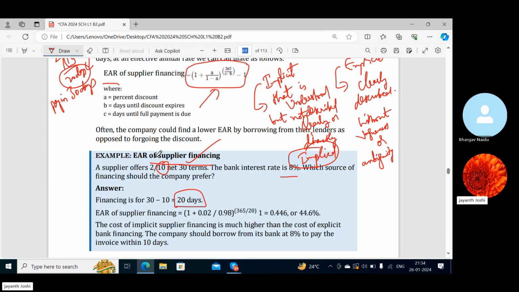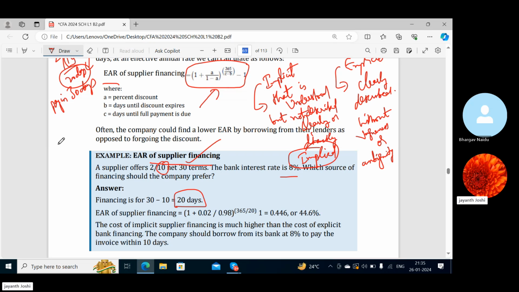Will they go for financing? No, sir, they will not get it if they are making the payment in 10 days. If they are delaying the payment for 30 days, then they will definitely take the loan, right? Yes, sir. Whatever loan they are going to take, will they decide after 10 days or on the first day? They'll decide on the first day.